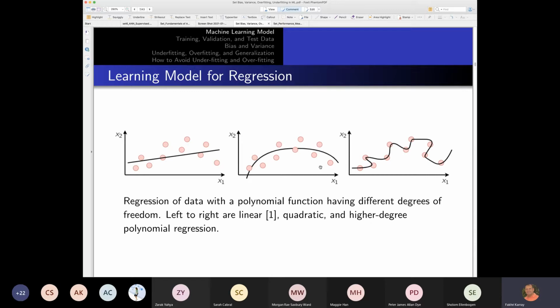So again, why are we trying to develop these models? We are trying to develop these models in order for us to predict in the future: when an x1 point comes in on this axis here, we are able to predict the x2 point. So that's what regression does, especially in 2D space. So this is regression of data with a polynomial function having different degrees of freedom.